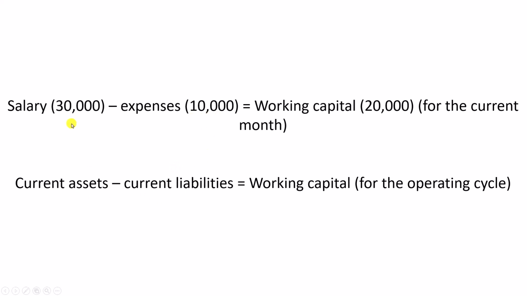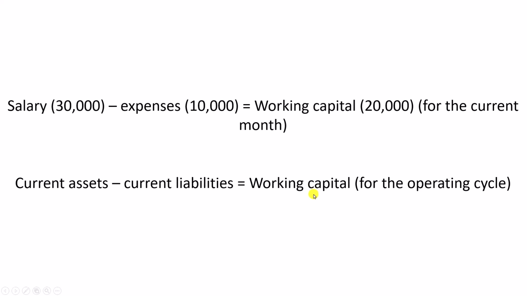30,000 crore rupees is what the company is getting. 10,000 crore rupees is what the company is paying to others. 30,000 minus 10,000 would be 20,000, and that would be the working capital of the company, for the current operating cycle. With the 20,000 crore rupees, it has to manage day to day operations.